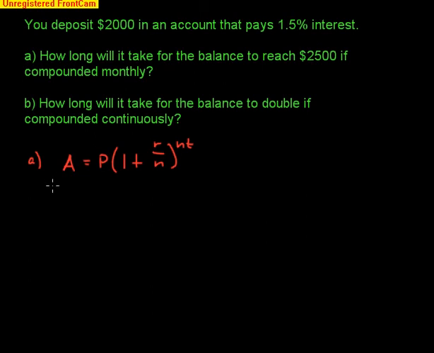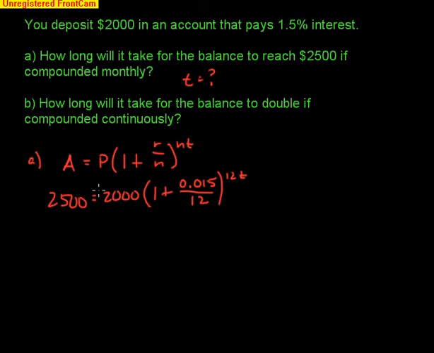And they tell me what the A is. The A they want is $2,500. They want that to be the balance. You start with 2,000. The rate is 1.5%, which is 0.015, right? Do the decimal two places to the left. N is the number of times compounded. Well, it's monthly, so that means it's 12. N is again 12, and then t is what I'm looking for. T, that's the question.